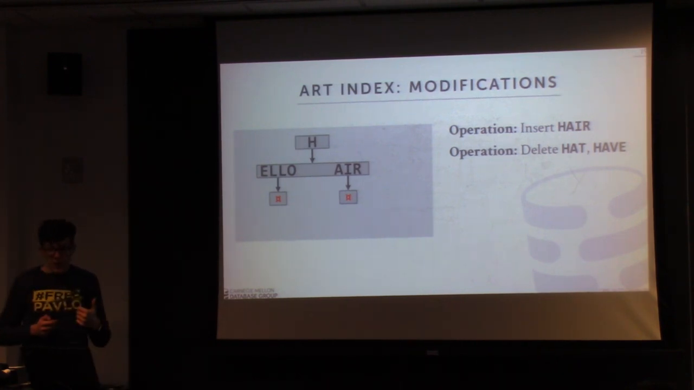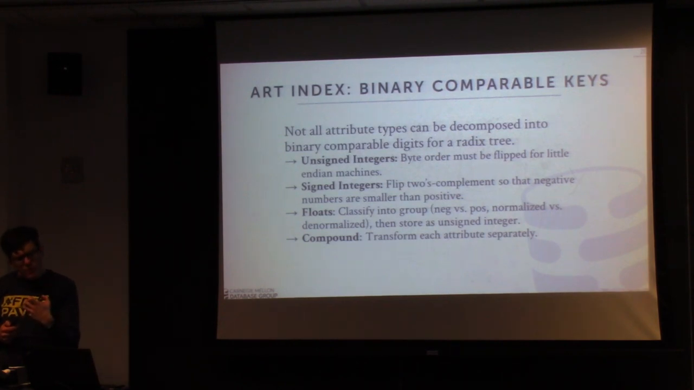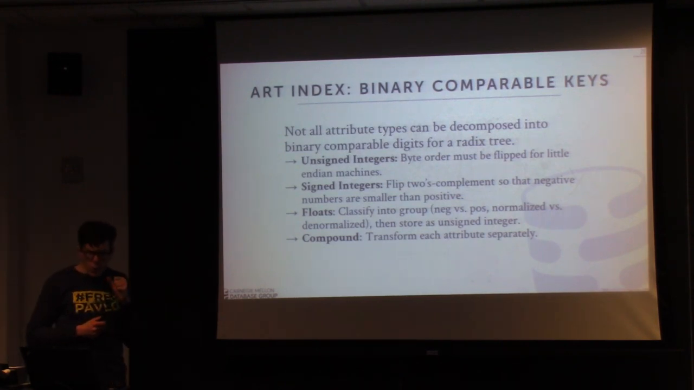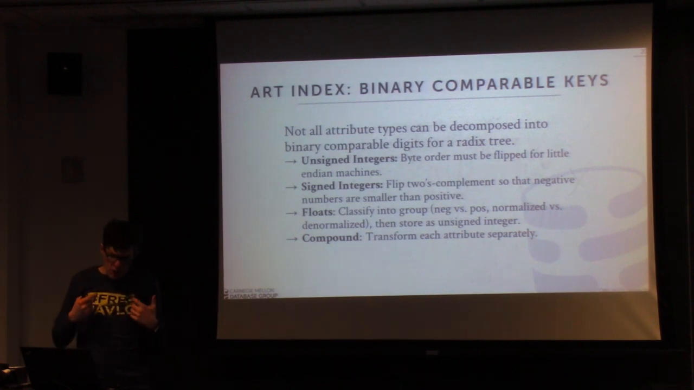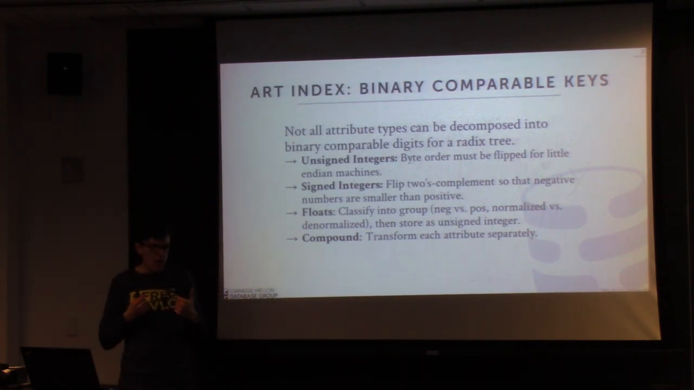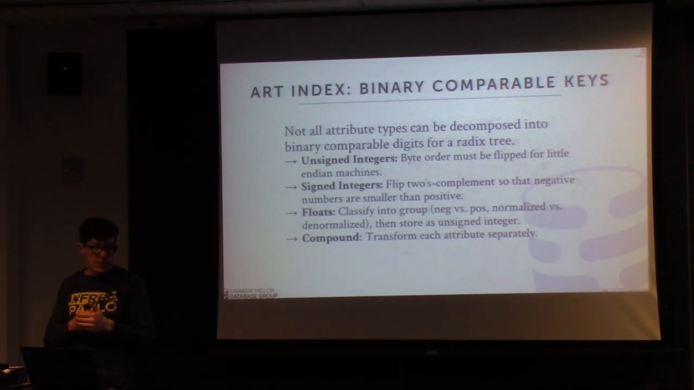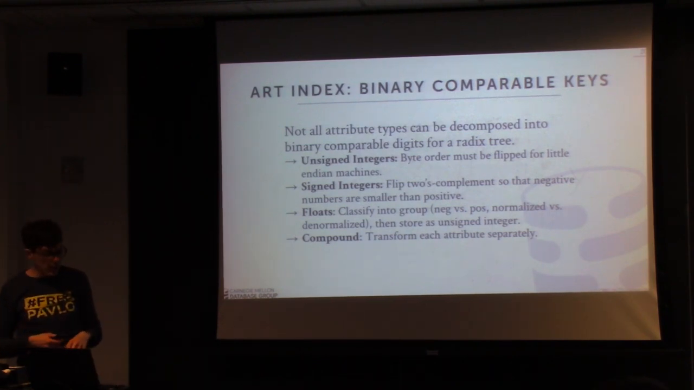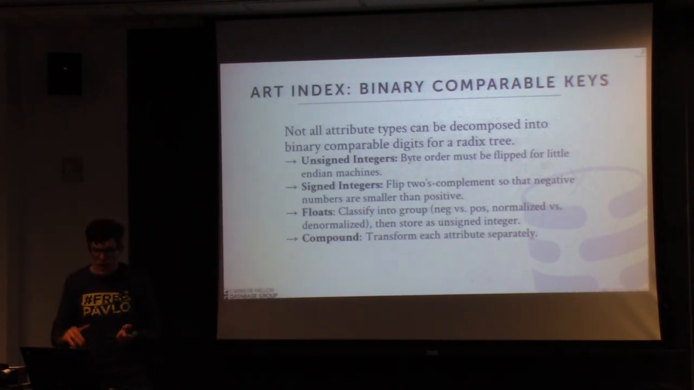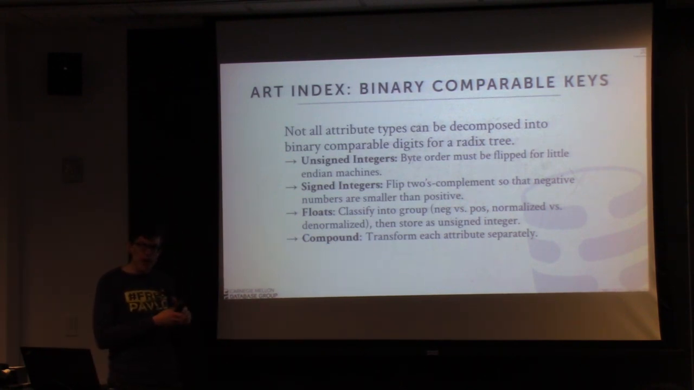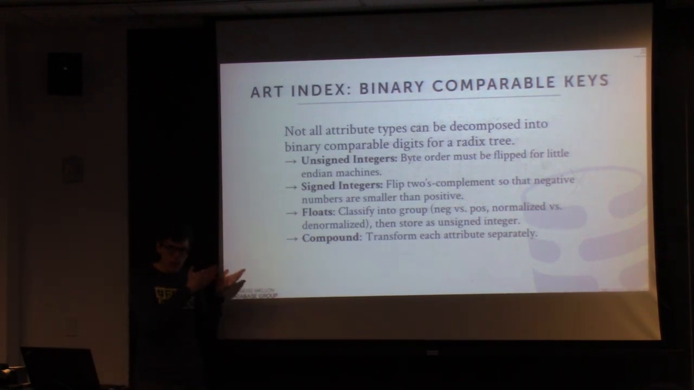As I said, we'll get to how it's not latch-free in a second, but one of the cool things about the ART index that I like is that they deal with how to store key types that are not amenable to digit decomposition and binary comparison. They have a recipe book of how to take all the different scalar types you can have in your database and store them in a manner that can be easily stored in a radix tree or ART index and compared efficiently.